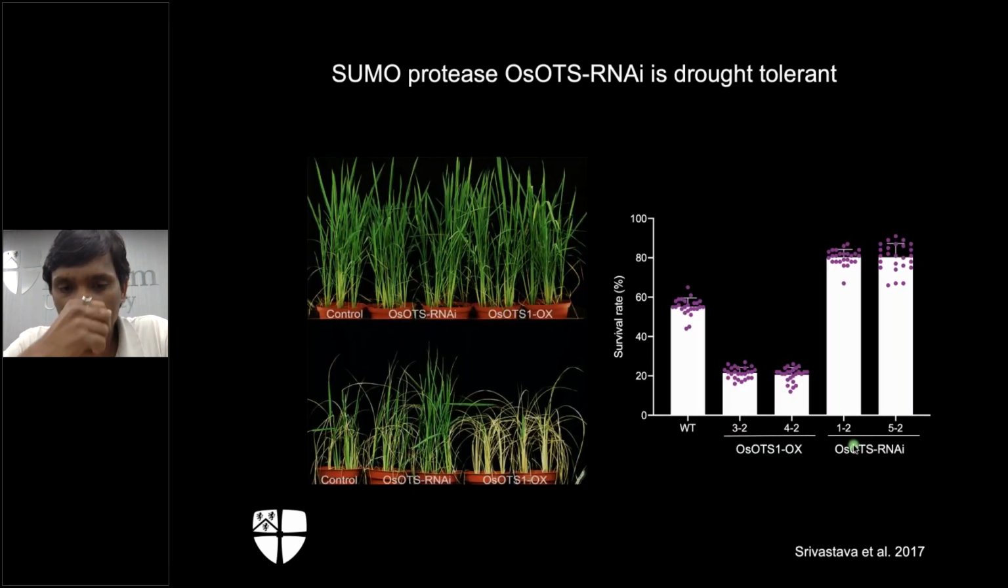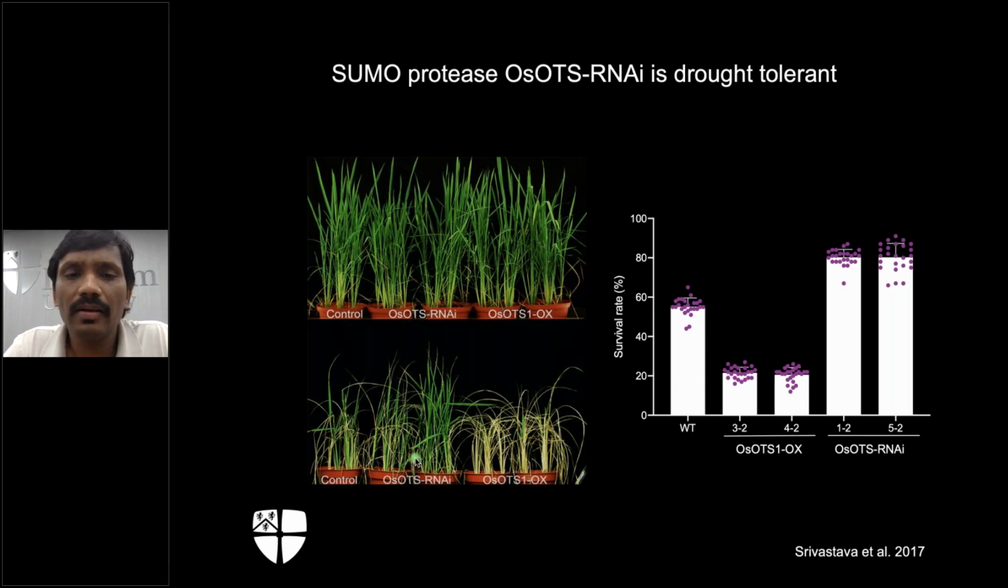And we did some drought stress experiments as well, and we found that the OTS1 overexpression, having the deeper root length, is drought susceptible, whereas the OTS1 RNAi line showed drought tolerance.